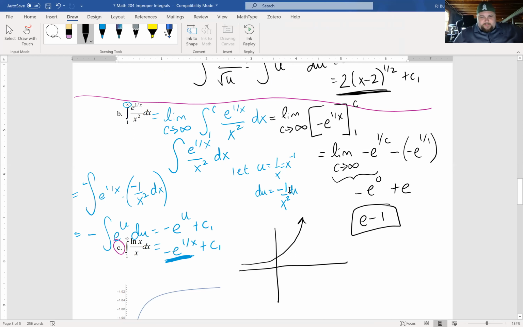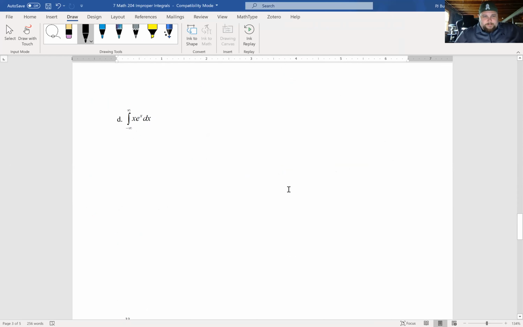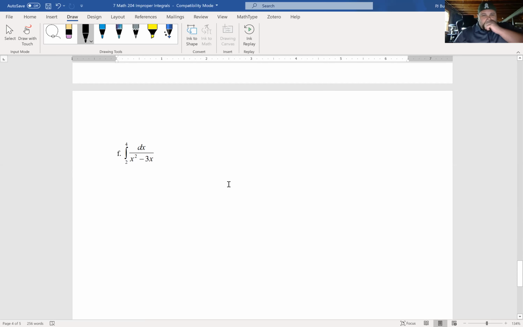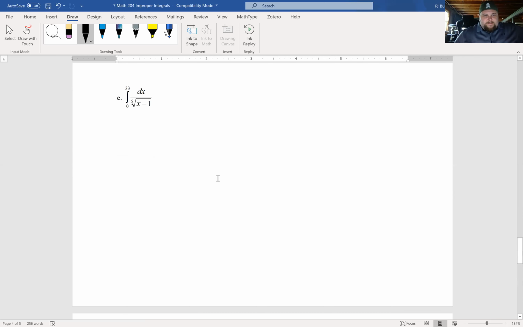All right, I guess maybe I'll do one more of these. I'm trying to remember which one of these was interesting. This one here is good practice for you. This looks like it's going to be a by parts integral. So not only is it improper, but it's also by parts. So these are all good review problems for you because they make you do all different types of integration. This one looks like a basic u-sub.